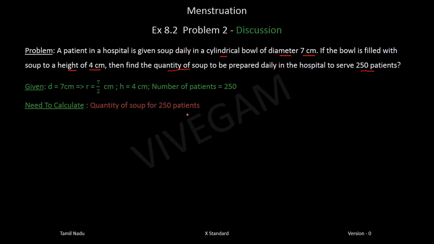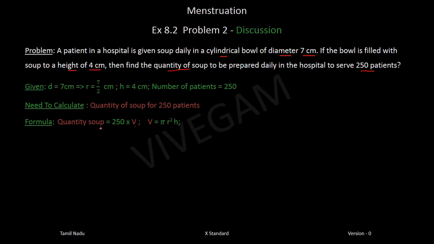So what does it mean? All we need to do is calculate the volume of one bowl and multiply it by 250. So that's a broad idea you have to keep in your mind. Now let's put all the formulas. So quantity of soup is 250 into V, where V is the volume of one cylindrical bowl, right?